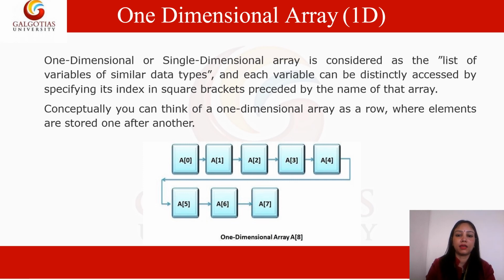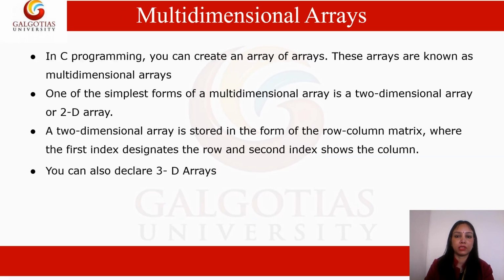Conceptually, you can think of a one-dimensional array as a row where elements are stored one after another. As you can see on your screen, I have given one diagram. If your array is of size 8, all those 8 elements are stored one after another, like a of 0, a of 1, a of 2, a of 3 and up till a of 7. So this is what we describe as a 1D or single dimensional array.